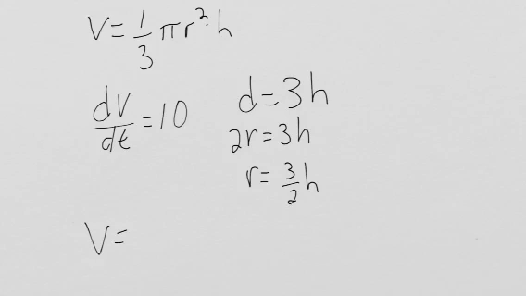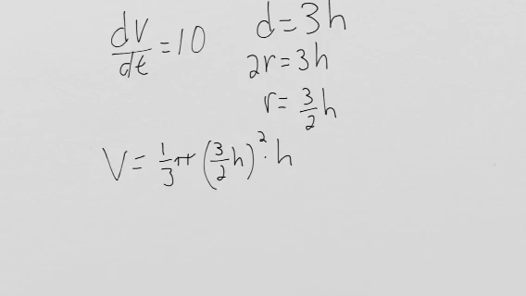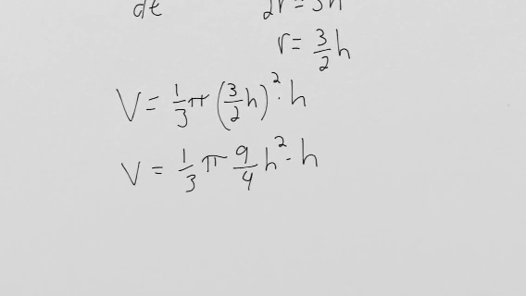So we have volume equals 1/3 pi r squared times h. That's r, we're trying to replace that. So 1/3 pi times (3/2 h) squared times h. This is where you have to be kind of careful with algebra. This is V equals 1/3 times pi times 9/4 h squared times h. Okay, we have to square everything that's in that parentheses. So we square the 3, we square the 2, we square the h.